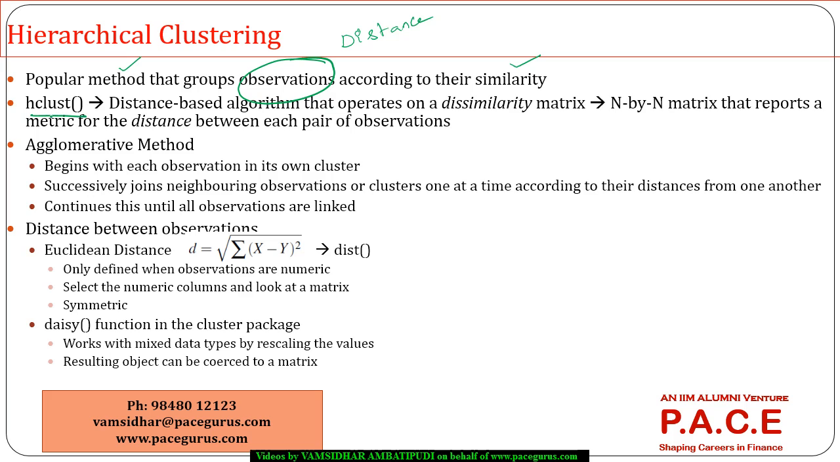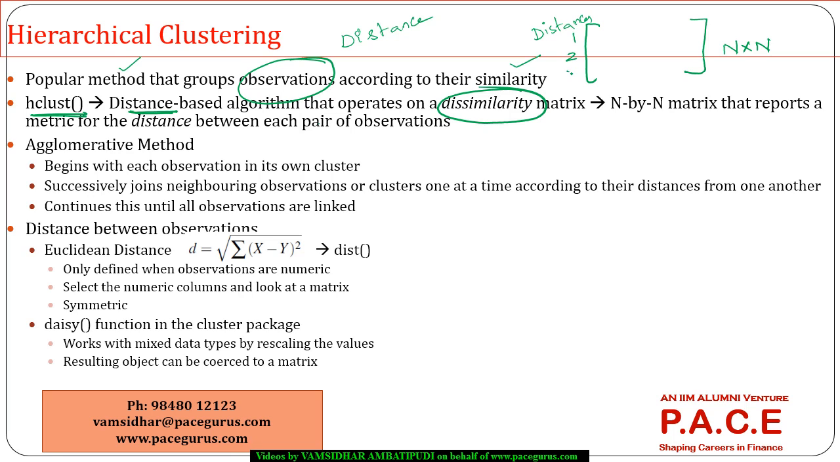We would be using hclust, which is the name of the method available as part of the base package of R itself. It computes the distances. It's a distance-based algorithm which operates on a dissimilarity matrix. When I say dissimilarity matrix, if I'm talking of n observations, it's an n by n matrix where you capture the distances between each of the pairs.